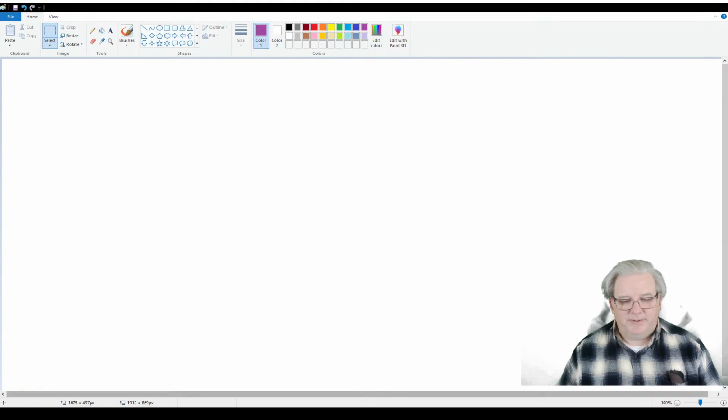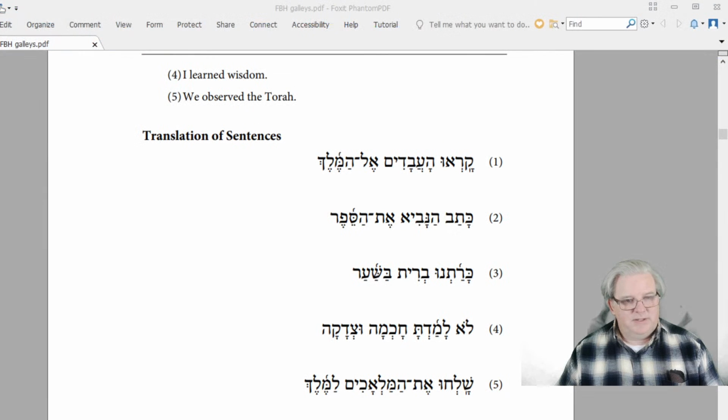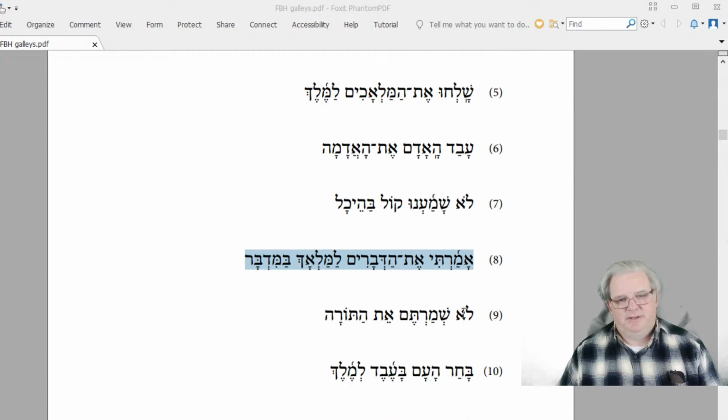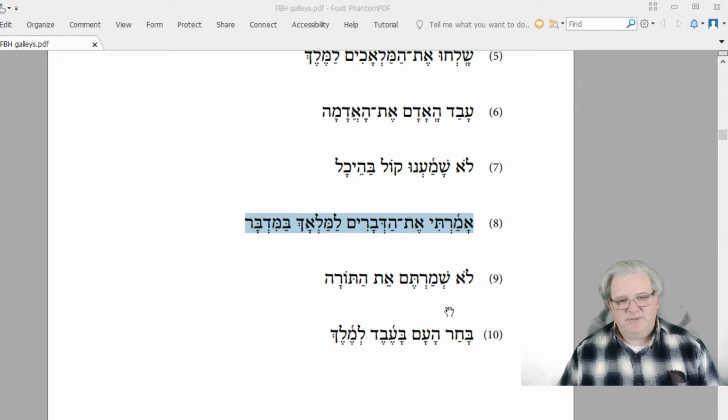All right, so now where the rubber hits the road is when you're translating sentences. Okay? Because that's what you're really trying to do, translate and interpret. But you're going to have to translate. You can see we're doing number 8. That's where the phone rang. Let's do number 8 and get that down. I tried to copy and paste. It wouldn't work in Paint. So we'll just have to remember the words one by one. Amarti. So let's go over to Paint and look at that.